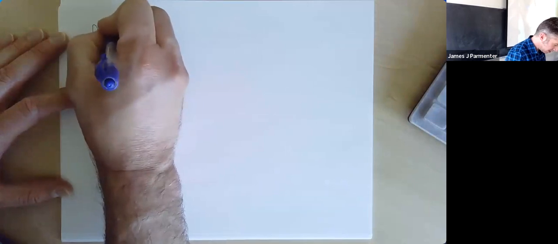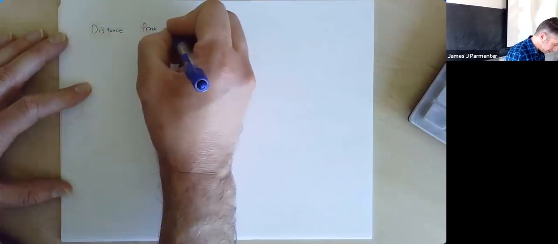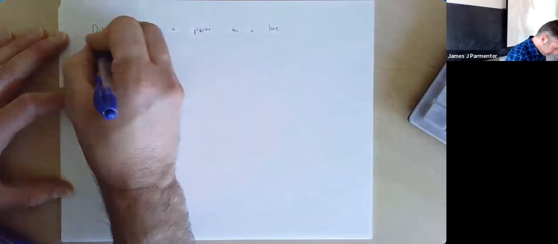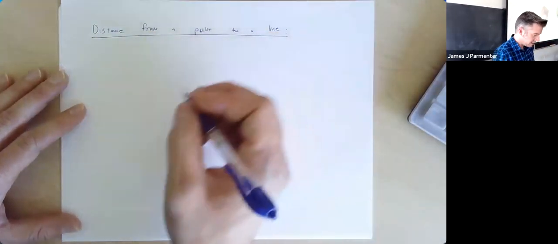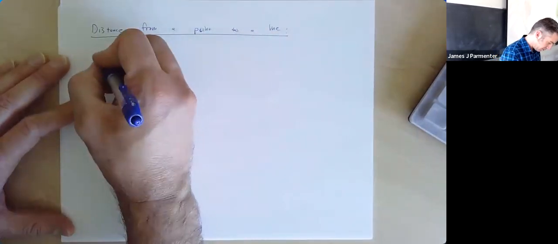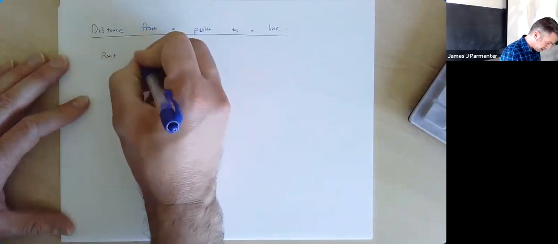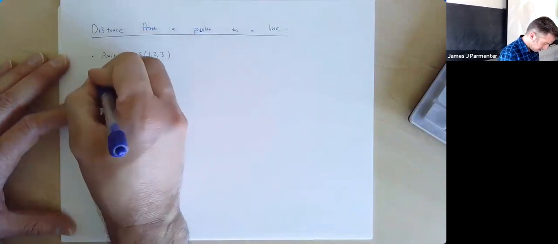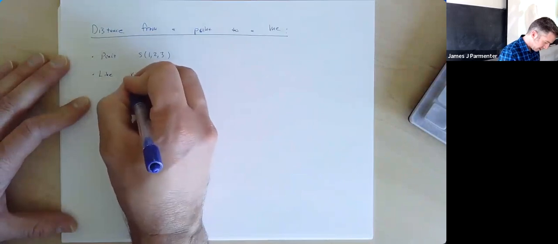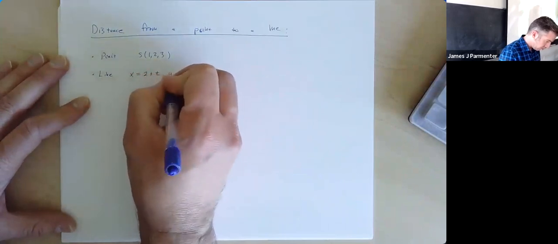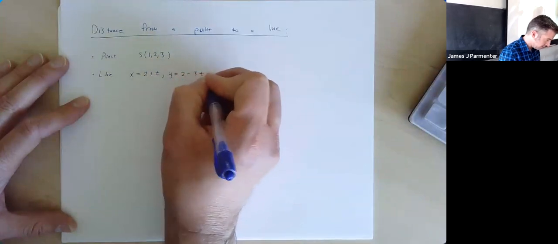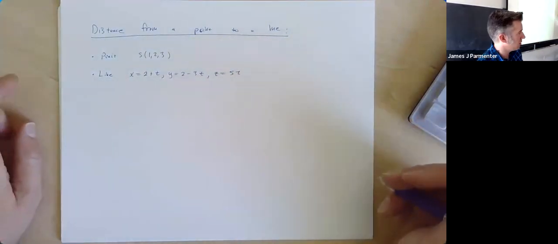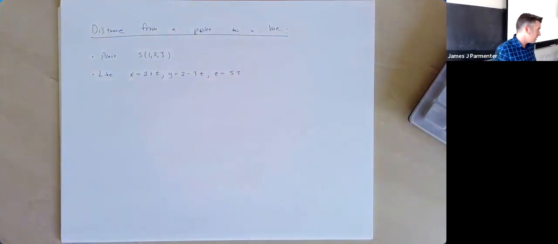So let's talk about the distance from a point to a line. I feel like this is the easier one, at least in my brain. Let's say we have the point, let's call it S, and it's the point 1, 2, 3. And we have the line given by the parametric equation, x equals 2 plus t, y equals 2 minus 3t, z equals 5t. It's always good to check that the point isn't on the line, because then the distance would be 0.